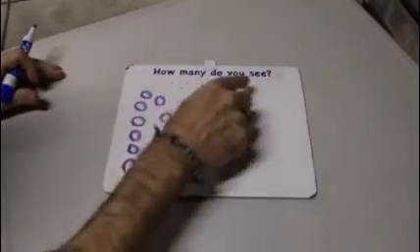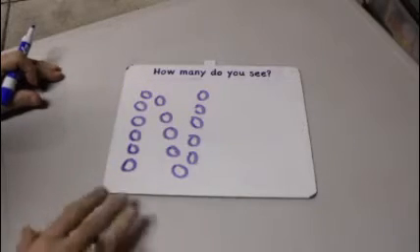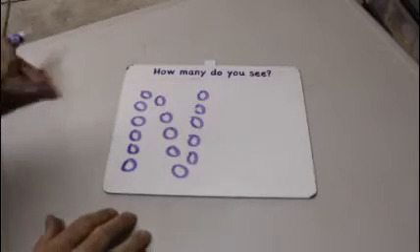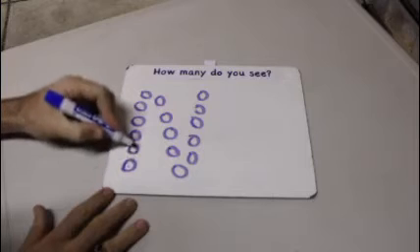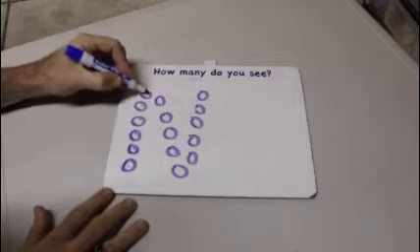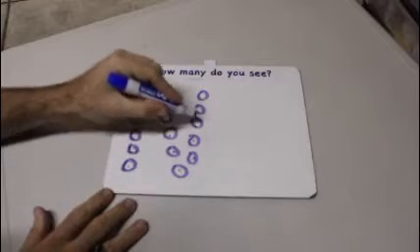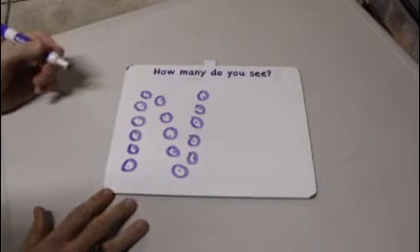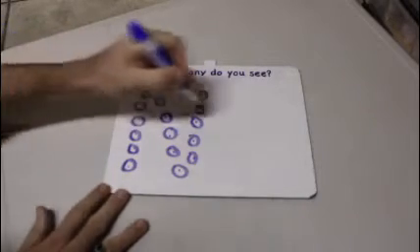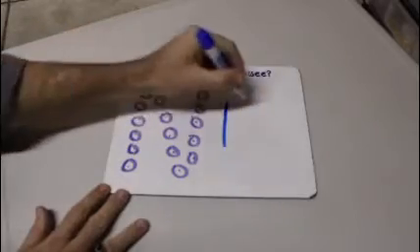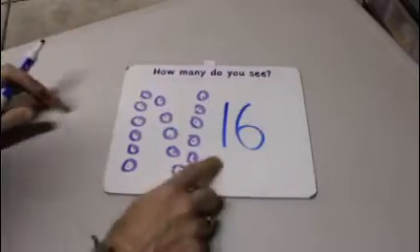How many do you see? Okay, we sort of got a path here to follow, so let's follow our path. Here we go. 1, 2, 3, 4, 5, 6, 7, 8, 9, 10, 11, 12, 13, 14, 15, 16. How do we write a 16? A 1 for the 10, 6 for the 1, 16.